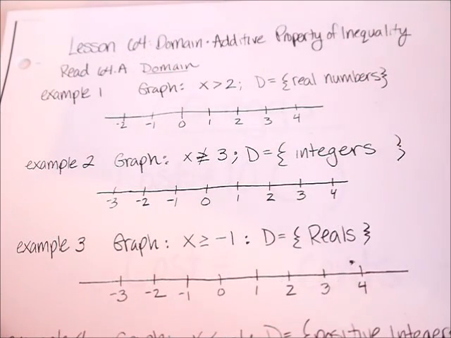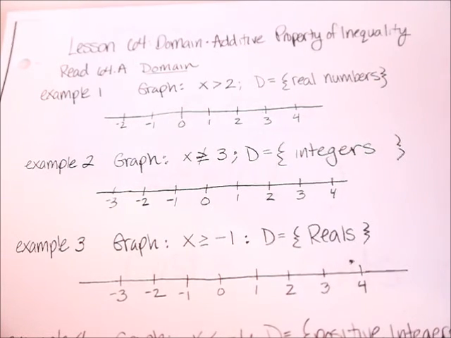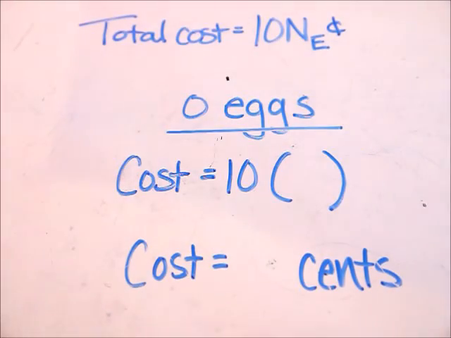Okay, this lesson is lesson 64, and we are going to talk about a word that we haven't used yet. We're going to introduce you to the idea of something called domain, and then we're going to do some graphing and something called inequalities. So I'm going to start on the whiteboard to discuss domain. Okay, this is in the book, so I'm just going to go through it with you.